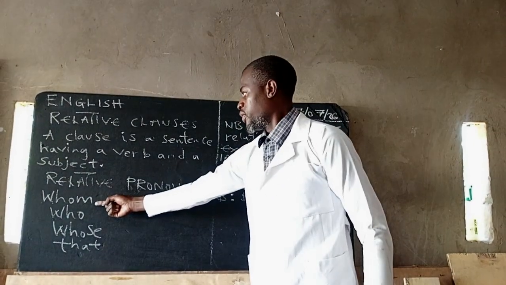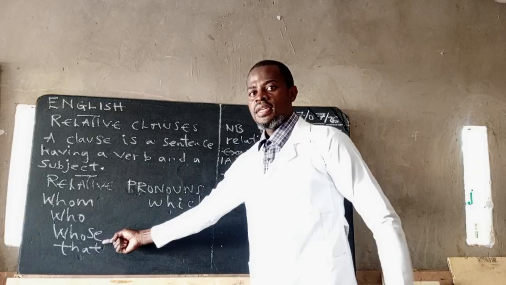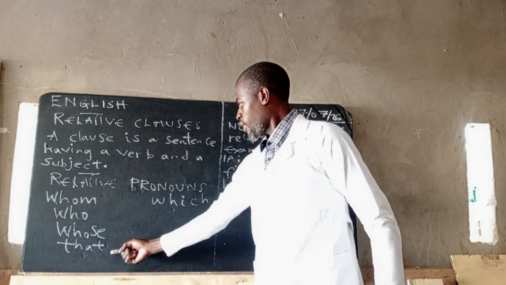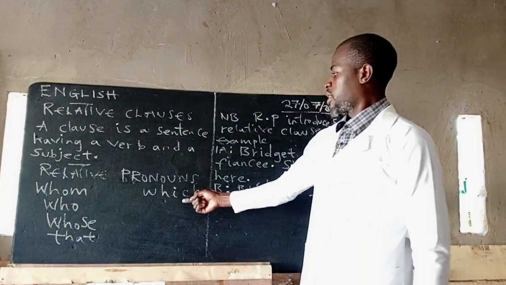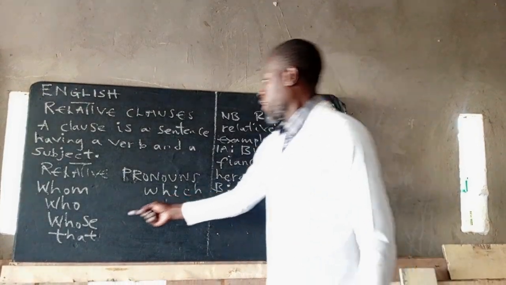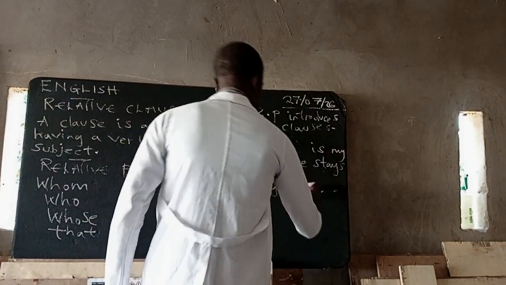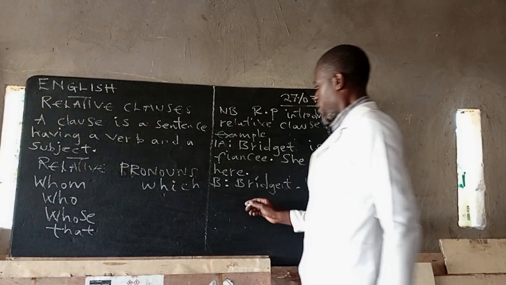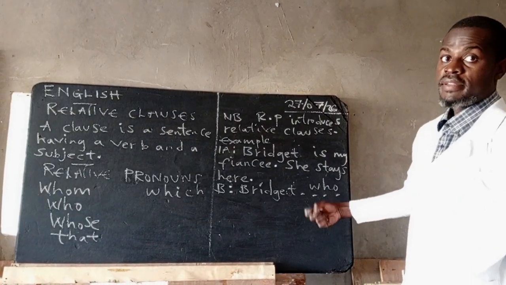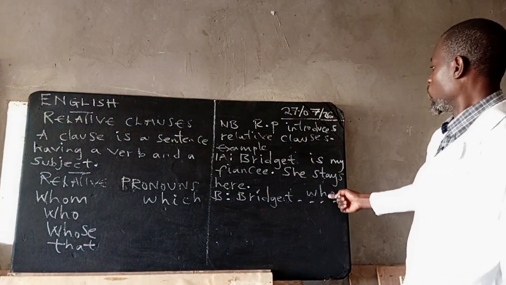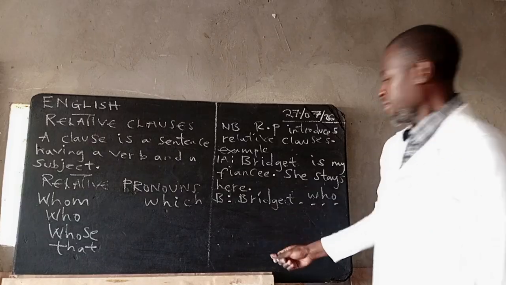Is it whom? No. Who? We'll come to this one. Whose? Remember, whose is the relative pronoun that shows belonging. That can be used for a person or a thing, and which can also be used for a person or thing. So the best one that we can use here is who. Bridget, who. Now that we have used a relative pronoun, we can introduce a relative clause, which will contain information about the subject. That is where the tricky part is. Bridget, who stays here.